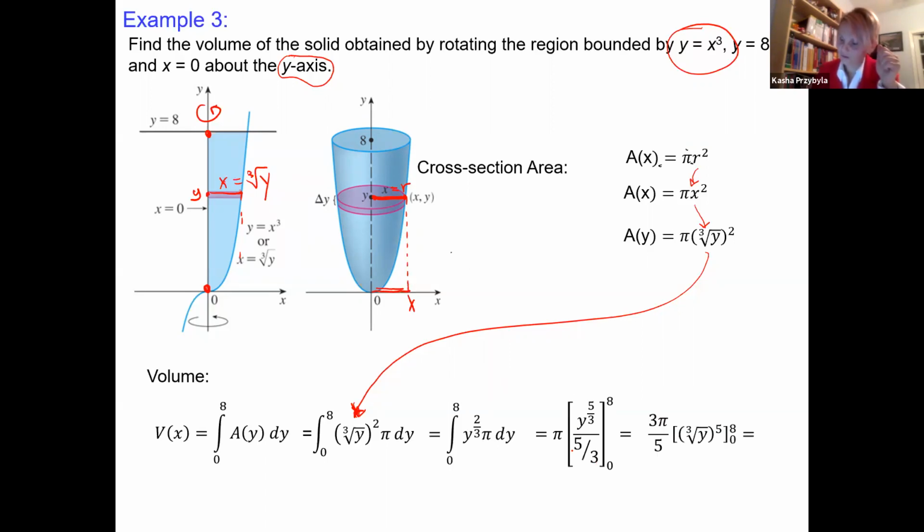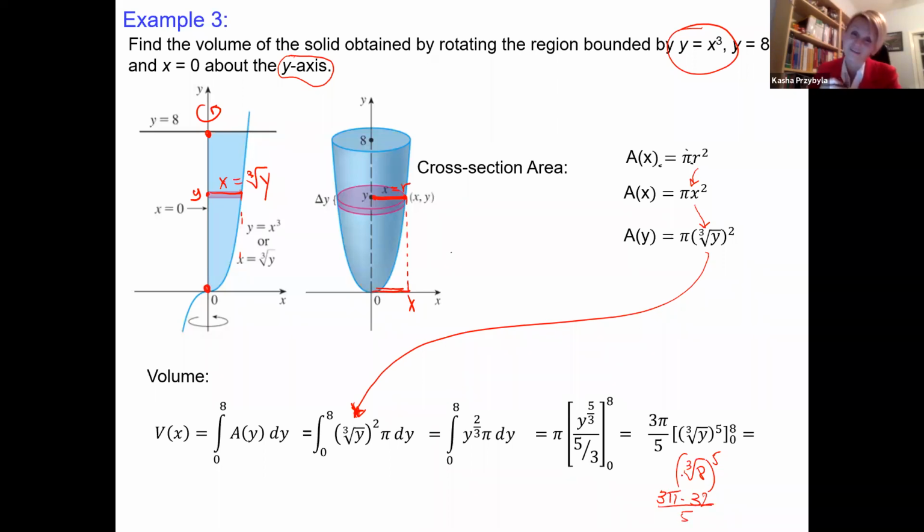And then I can flip the fraction and I can evaluate from 0 to 8, where 0 will give me 0. Cube root of 8, what is cube root of 8? Cube root of 8 is 2, and then 2 to the power of 5. Yes, thank you, Kieran. It's 32, and times 3. We will need that number.